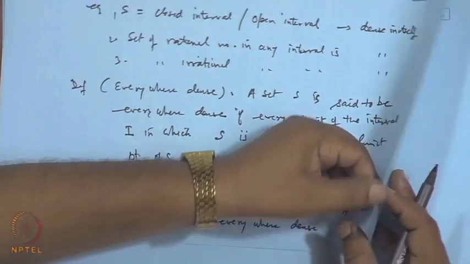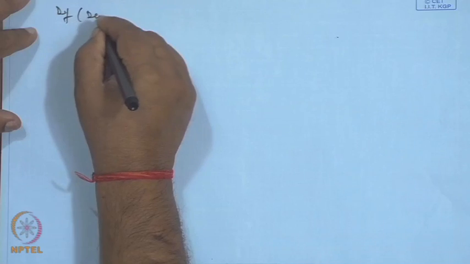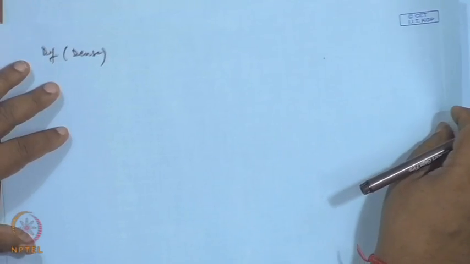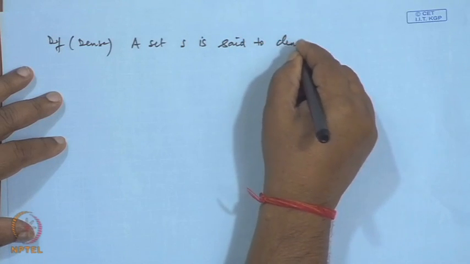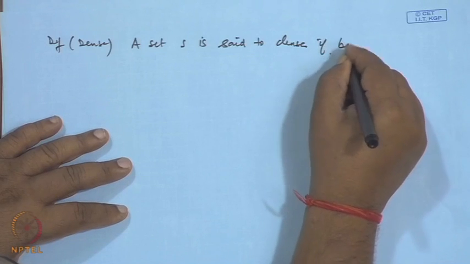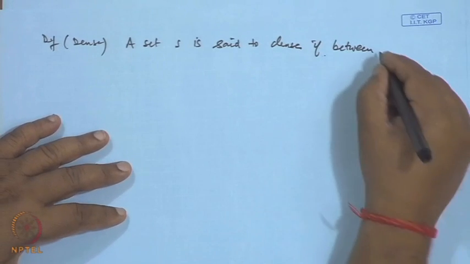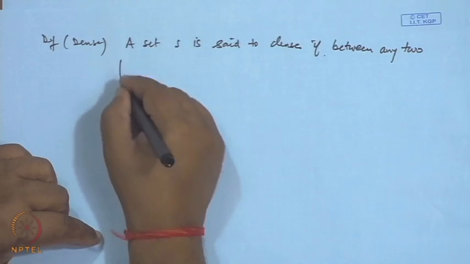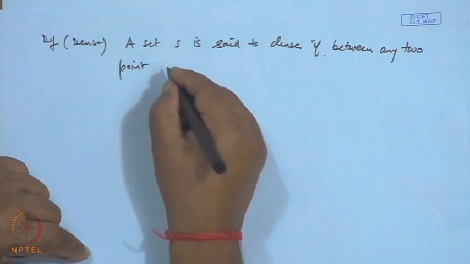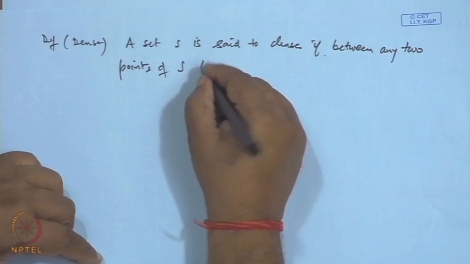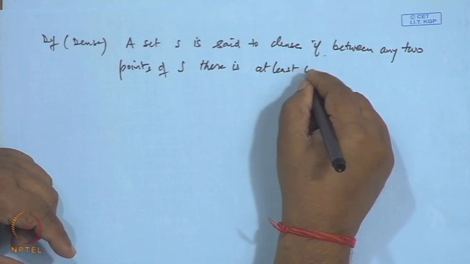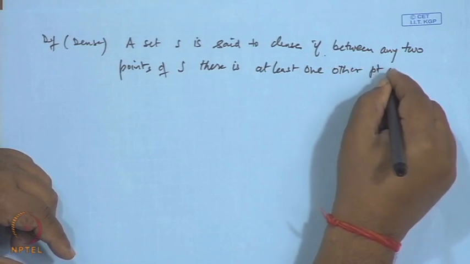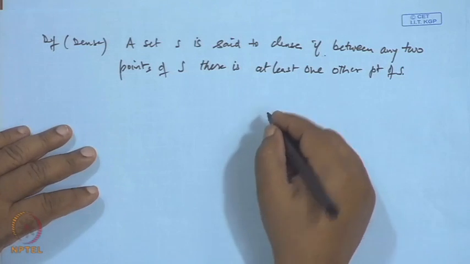Then a set is said to be a dense set. Lastly, we say a set S is said to be dense if between any two points of S there is at least one other point of S, then it is dense.